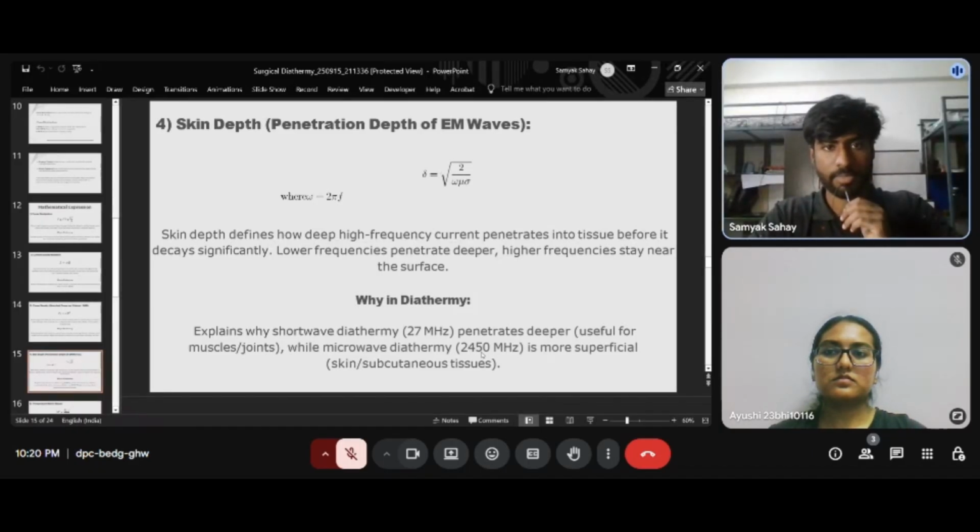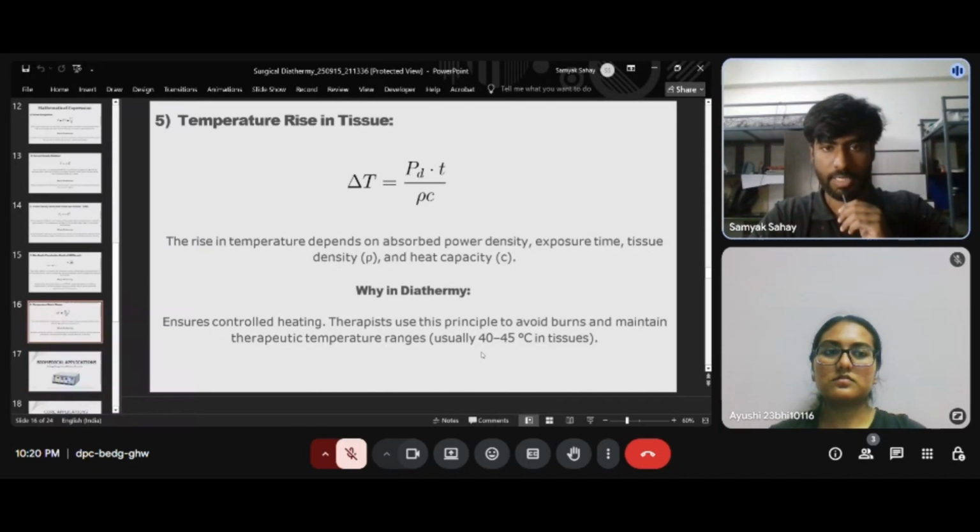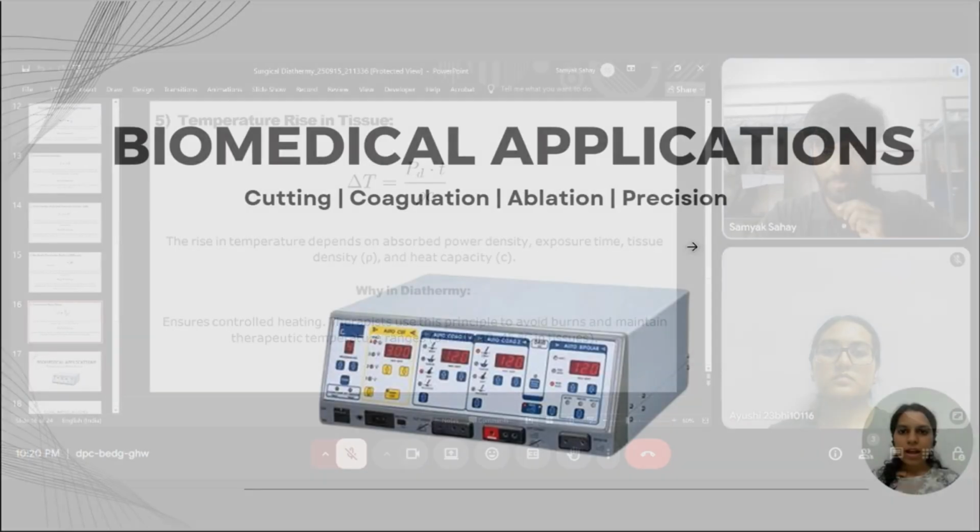This equation tells us about the temperature rise in tissue. That is, delta T, the change in temperature, is equal to sigma E squared times t by rho C. Rho here represents the tissue density, and C is the specific heat capacity. It is used in diathermy because it ensures controlled heating. Therapists use this principle to avoid burns and maintain therapeutic temperature.